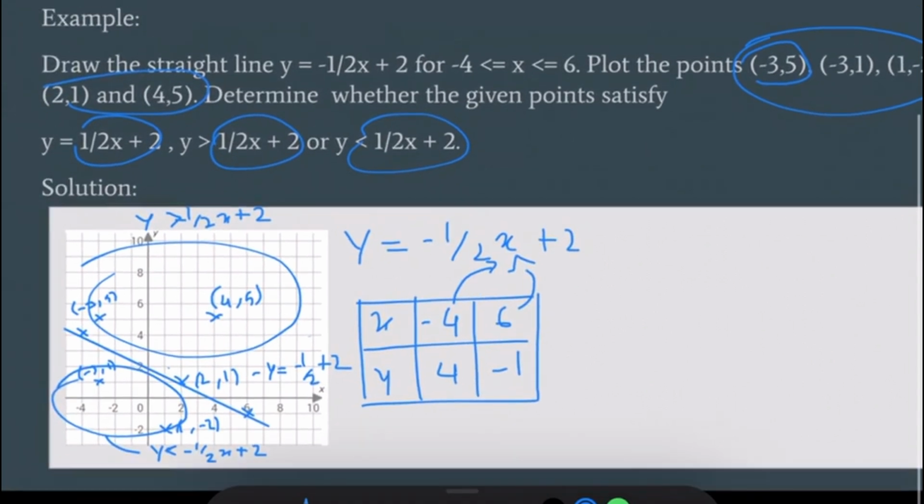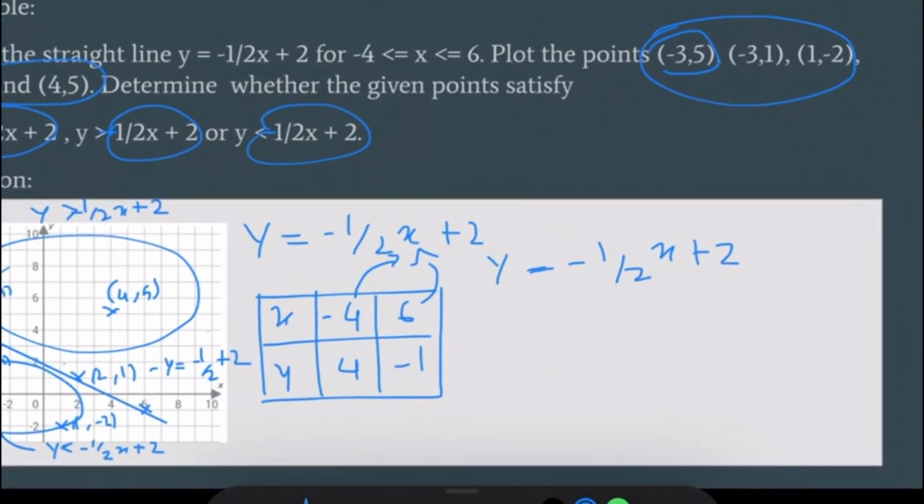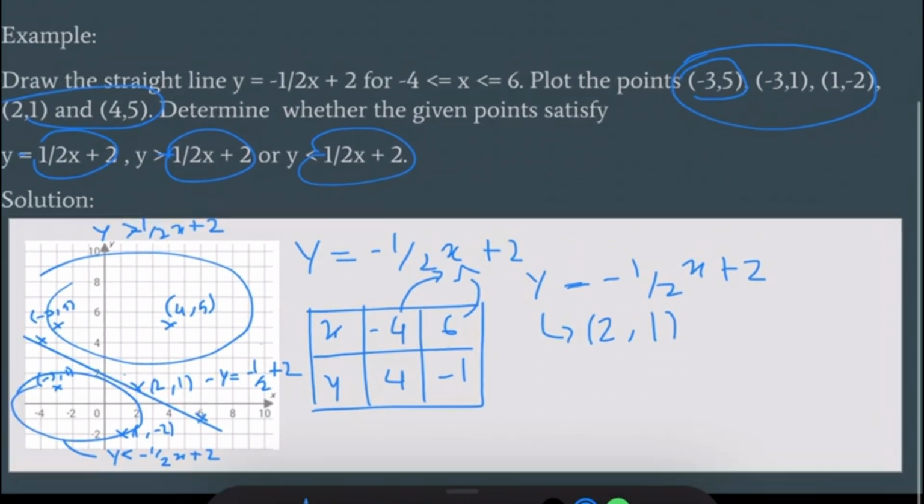the coordinate that satisfy y equal to. Oh, there is negative. Yeah, I'm sorry, there is supposed to be a negative here, here, and here. Okay, so y equals negative 1 per 2 x plus 2. The coordinate that satisfies this equation is 2, 1. Okay.